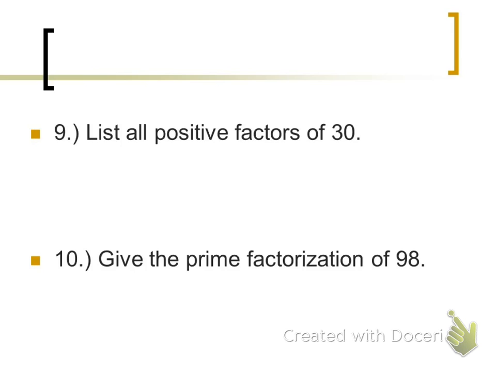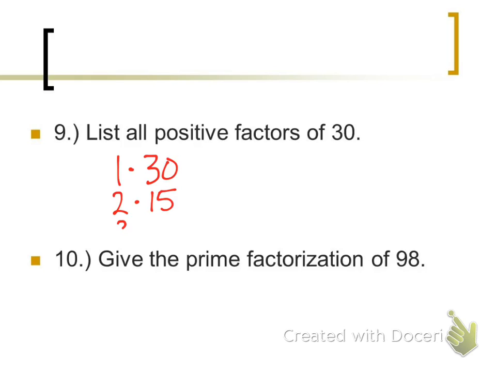List all positive factors of 30. When we're listing the positive factors, that's when we make our list, starting with 1 times something. What would 1 times something be? 30. What's next on my list? 2 times 15. What else?